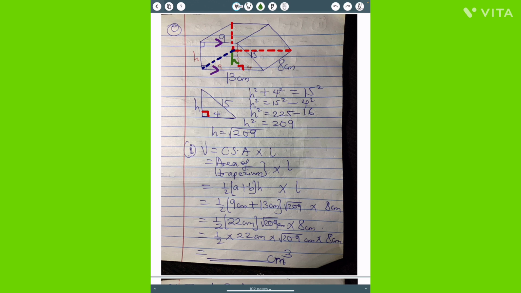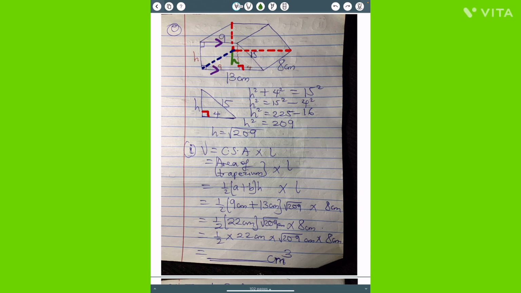Are you getting what I'm saying? So first, we need to find the area of this trapezium or trapezoidal cross-section. And to find that area, we need the height of the trapezium. I know the two opposite sides, 9, and this side, 13. But I need the height. How will I get the height?